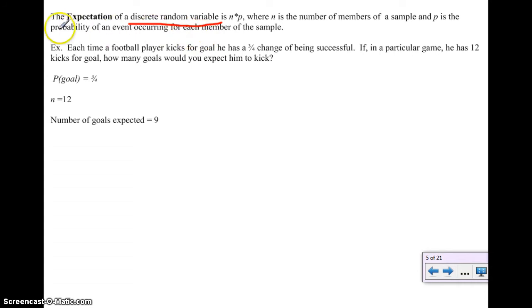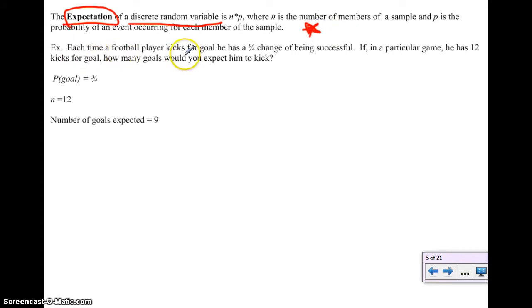So our expected value is really what we're talking about as far as our average. Expectation is what you would expect to occur if you're given a possible scenario with a probability and a number of times that you're going to do your trial. N times P is really what you're doing. N is the number of possible members of a sample and P is the probability. Before we look at that, take a look at the example.